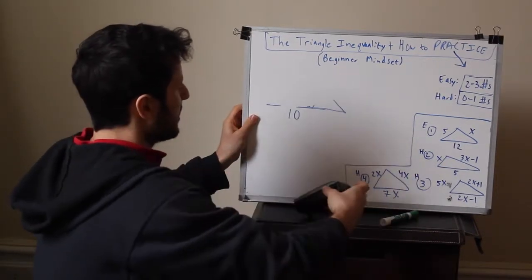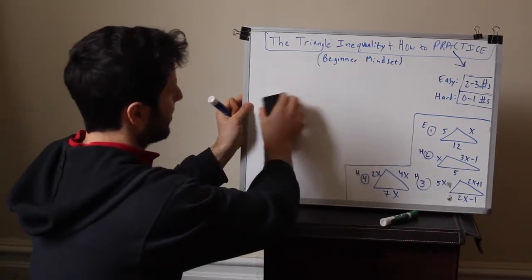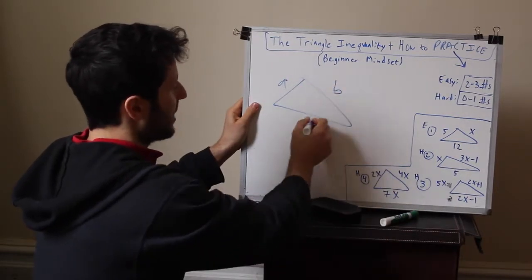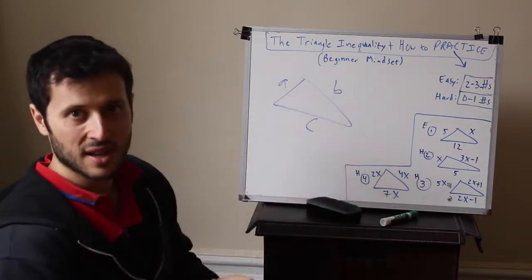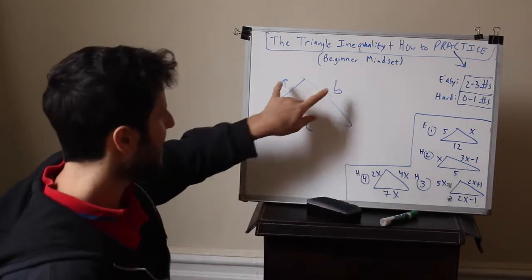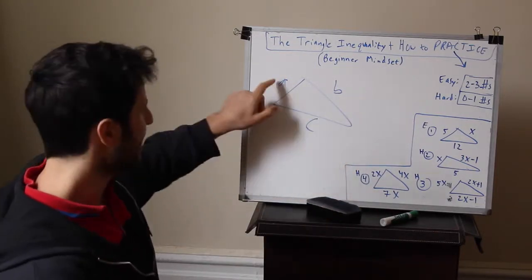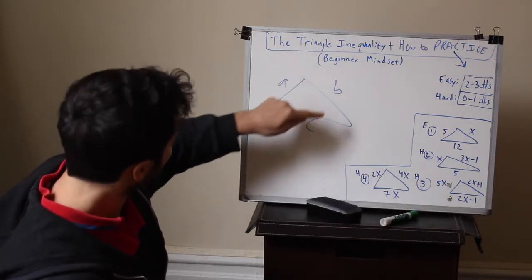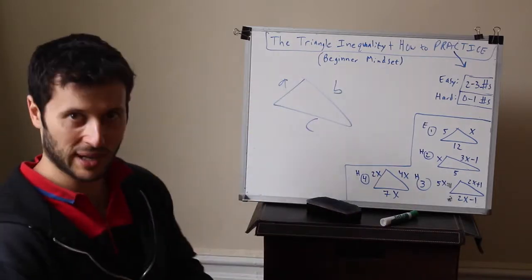So what is the triangle inequality in general? If you have a triangle with 3 sides, A, B, and C, those are their lengths. All it says is the sum of any two has to be greater than the third. So A plus B has to be greater than C, A plus C has to be greater than B, and B plus C has to be greater than A.